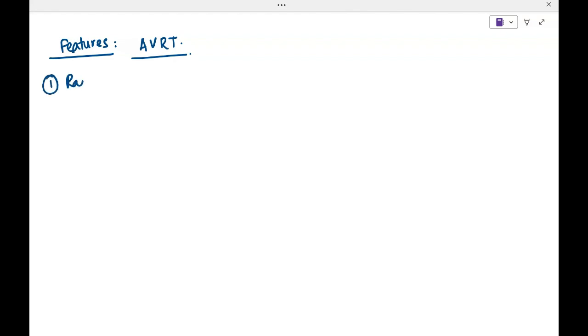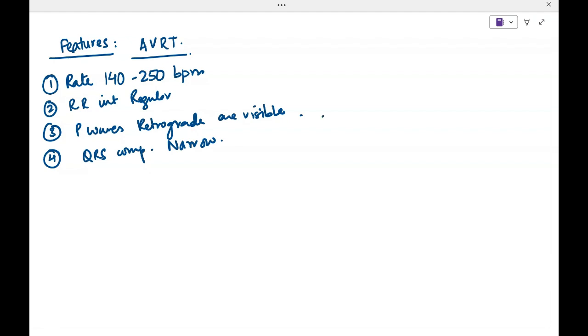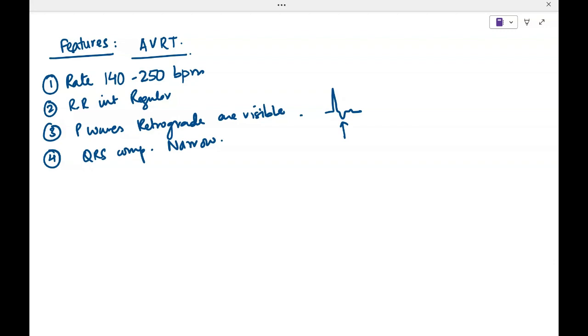First of all, the rate is around 140 to 250 beats per minute. The RR intervals are regular. The P waves, that is retrograde P waves, are visible. This is important and differentiates it from AVNRT, where the retrograde P waves are invisible in a typical AVNRT, and in AVRT the P waves are visible and the QRS complexes are narrow, as it is a supraventricular tachyarrhythmia. So the ECG shows a narrow QRS complex and the retrograde P wave, which is visible. The QRS complex is narrow. So this is how we differentiate it from AVNRT.